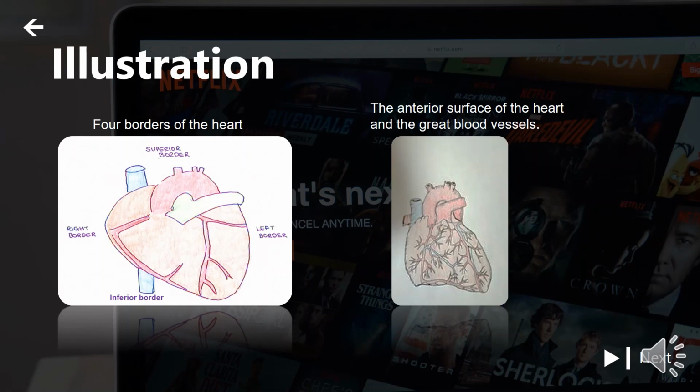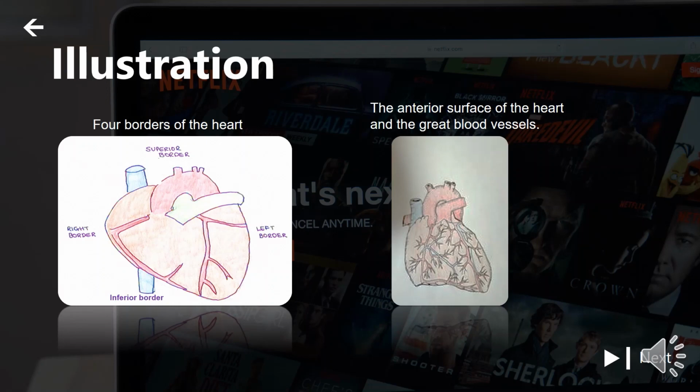The left border, which is oblique and nearly vertical, formed mainly by the left ventricle and slightly by the left auricle. The superior border, formed by the right and left atria and auricles in an anterior view. The ascending aorta and pulmonary trunk emerge from this border and the SVC enters its right side. Posterior to the aorta and pulmonary trunk and anterior to the SVC, this border forms the inferior boundary of the transverse pericardial sinus.